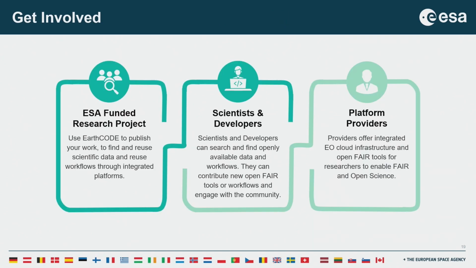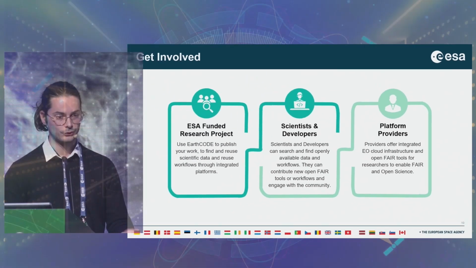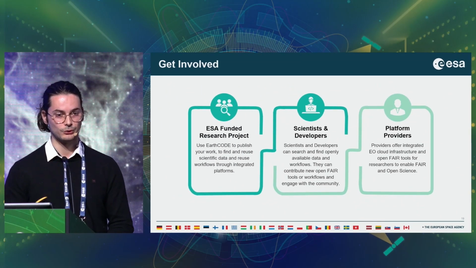So how to get involved in EarthCode? We essentially have 3 user groups that we cater to. First of all, it's the ESA research projects, and that is people who get funding from ESA member states or ESA directly. What they will benefit from is they can publish their work directly and automatically onto the EarthCode platform. They will be able to use the platforms to develop their work, and so on and so forth.